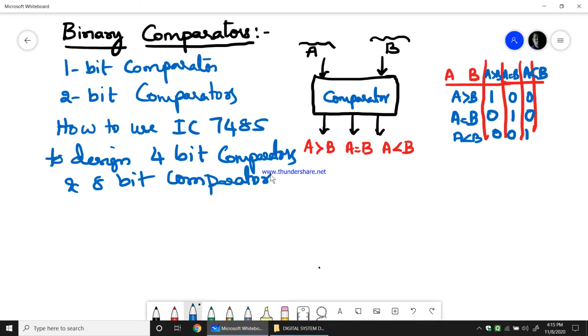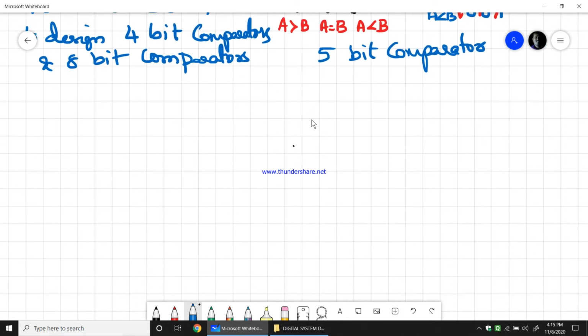We'll use the same IC 7485. We will also see how to design a 5-bit comparator and so on. We can design any bit comparator by using the same connection we use for the 8-bit comparator; that can be converted into a 5-bit comparator or 6-bit comparator and so on. We'll see that in this video.